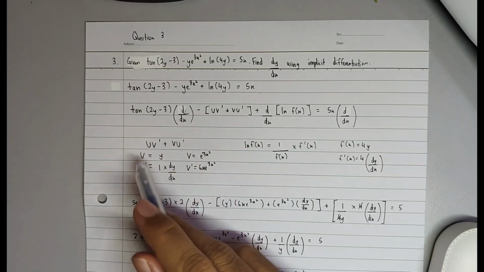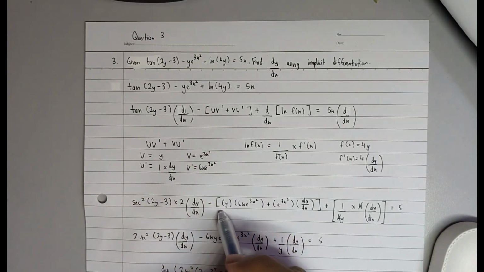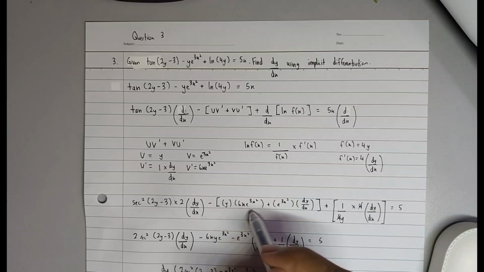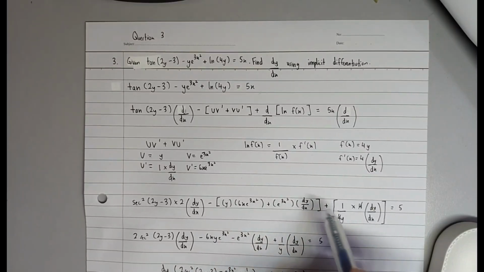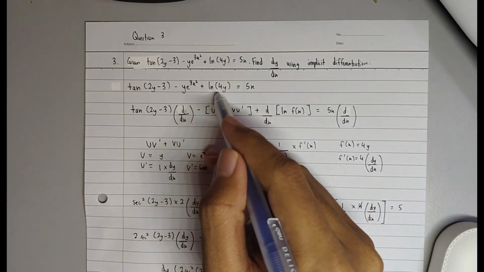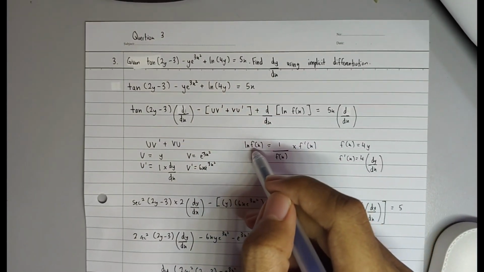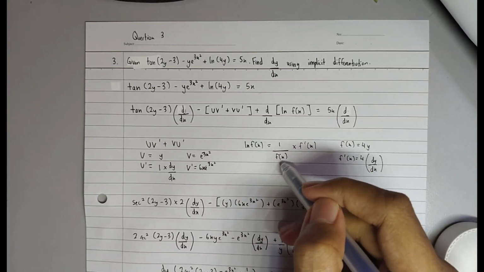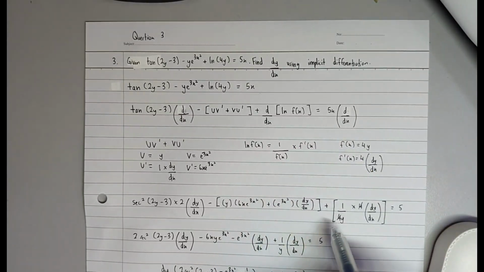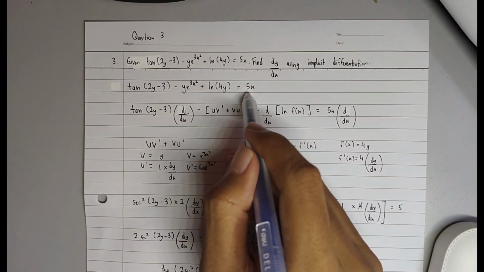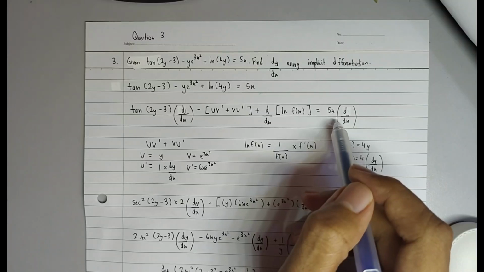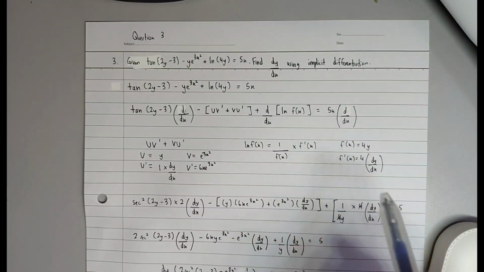So we substitute all the values into the formula. We get y multiplied by 6x e to the power of 3x squared plus e to the power of 3x squared multiplied by dy over dx. For the third step, we differentiate ln 4y. We use the formula ln f(x) equals 1 over f(x) multiplied by f prime x. So it will be 1 over 4y multiplied by 4 dy over dx. For the last step, we differentiate 5x using the power rule, so it will be 5.